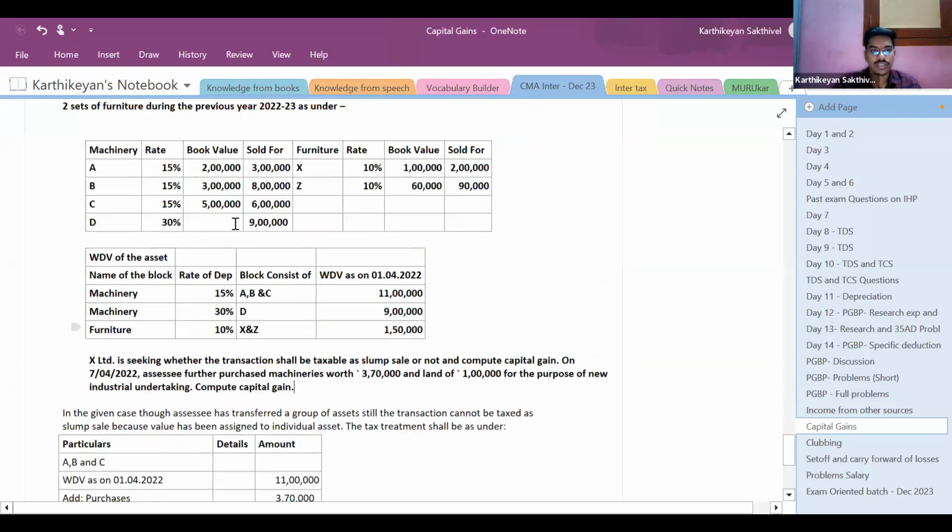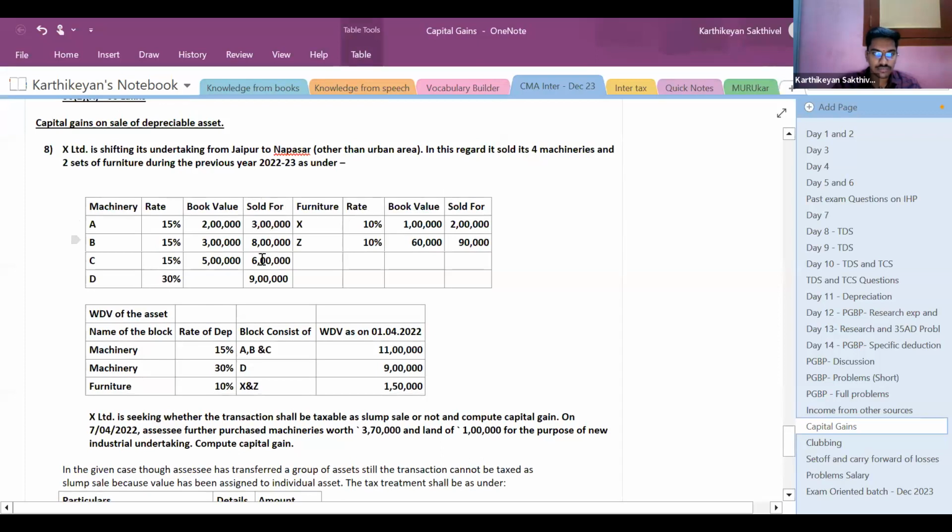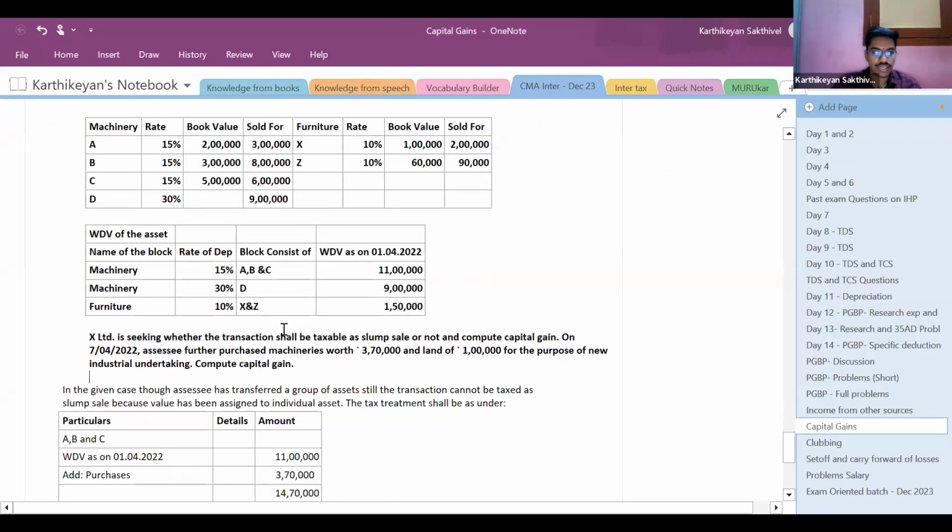Compute capital gains. So see here, each asset is sold for an individual value, right? So if each asset is sold for an individual value, you cannot treat the same as slump sale. Okay, well. So it cannot come under the ambit of slump sale.